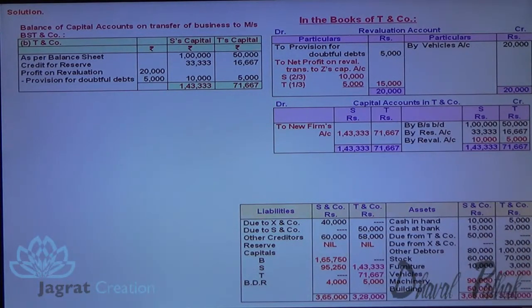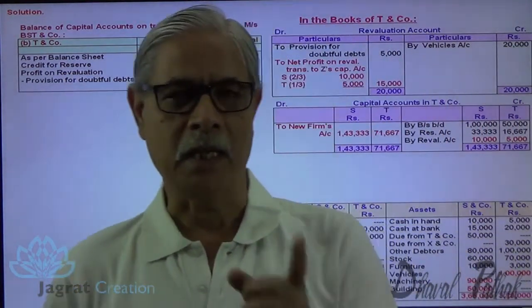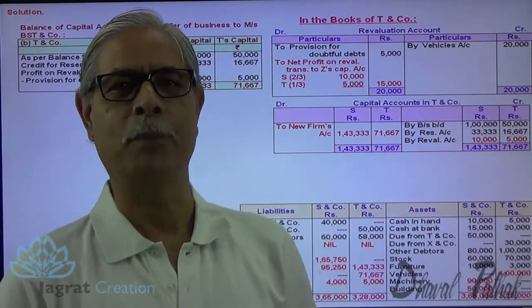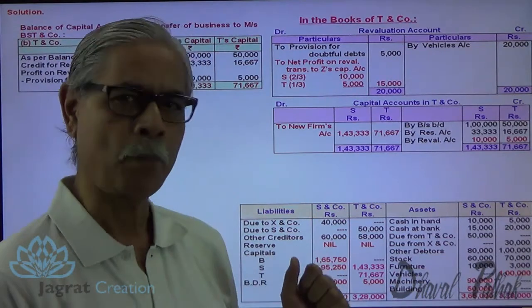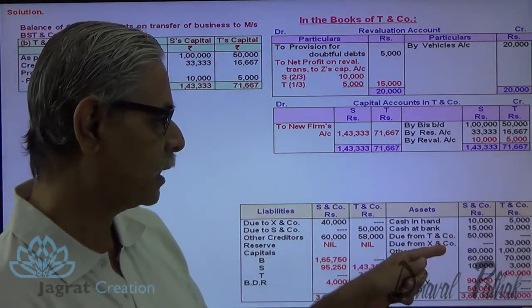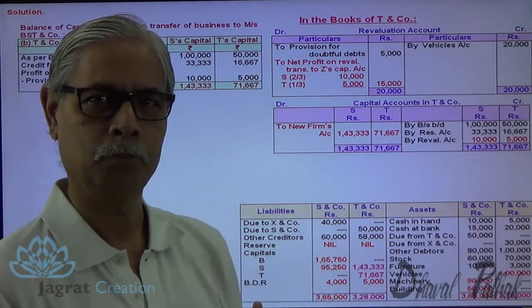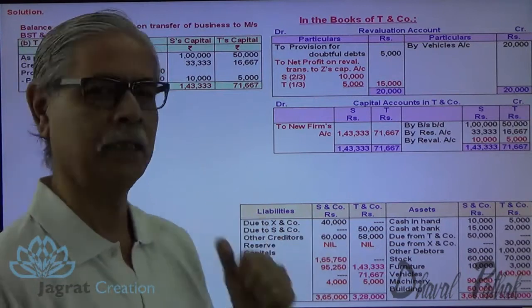Now, these are the two balance sheets of S company and T company. These balance sheets are made of assets and liabilities that are transferred to the new firm. That's an important point to be noticed. Now, I want to explain one important point. See, due from X and company, 30,000. Due to X and company, 40,000.